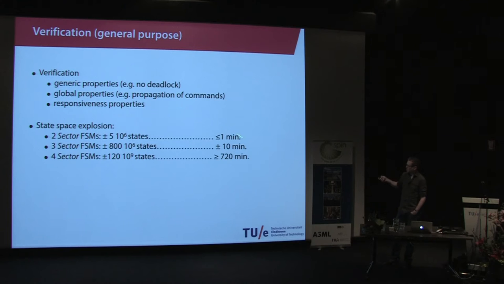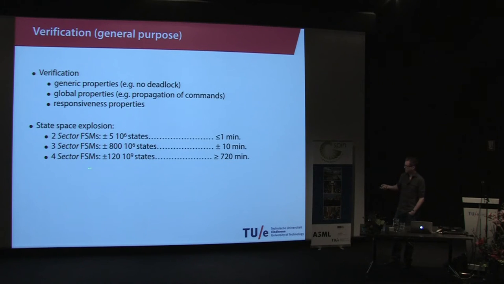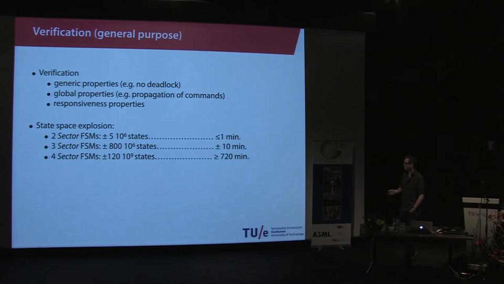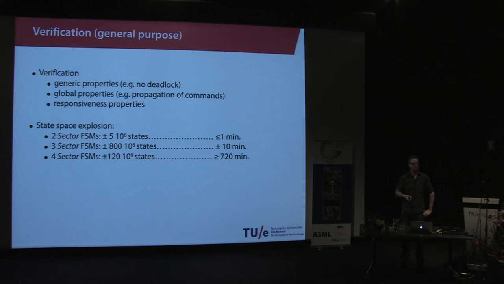As for the state space explosion, there were the constellations that you saw in the previous slide, which consisted of one sector FSM. If you have two sector FSMs, which came closer to reality, actually four, I think, was more appropriate, the constellation would already give you 5 million states, and the generation of the state space would take roughly 1 minute. That was based on BDD tooling. With 3 sectors, that would give you 800 million states already, and the exploration took 10 minutes or so to finish. Extending that to 4 sectors would take half a day or more.